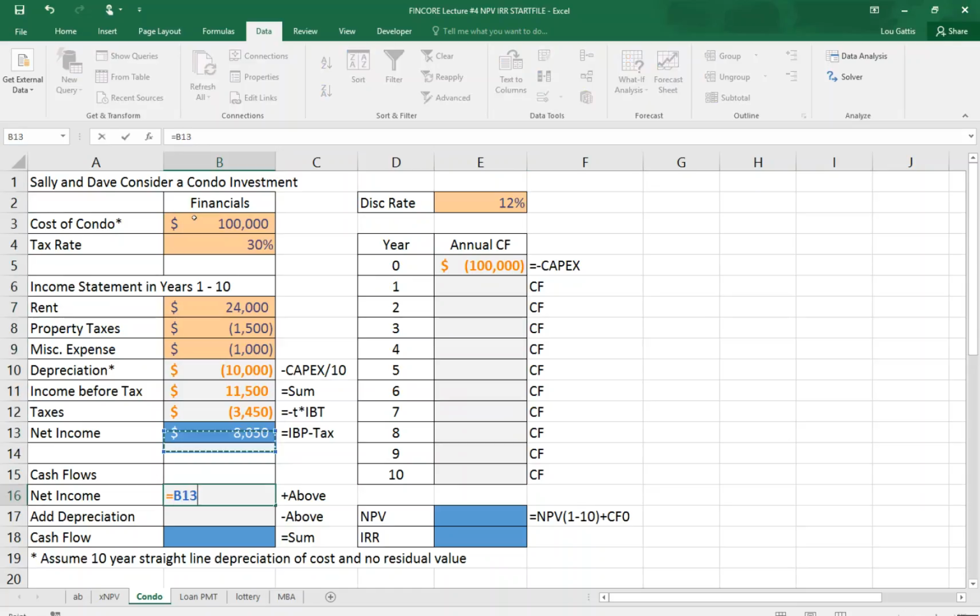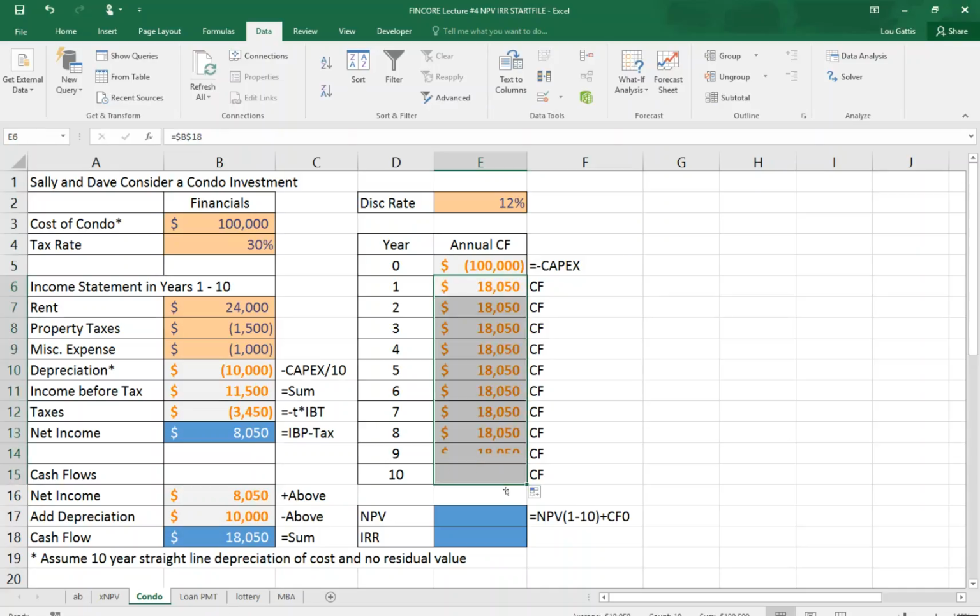Let's start with our net income. Our net income after tax is $8,050, but in that net income was $10,000 of expense that was not a cash flow expense. So my cash flow is actually $18,050. This is similar to what we've done before, except before we had annual CapEx. This is my CapEx right here. And before we had working capital. In this example, we'll assume there's no working capital. So my cash flow is $18,050 as our operating cash flow per year. So I'll anchor that and copy it down.